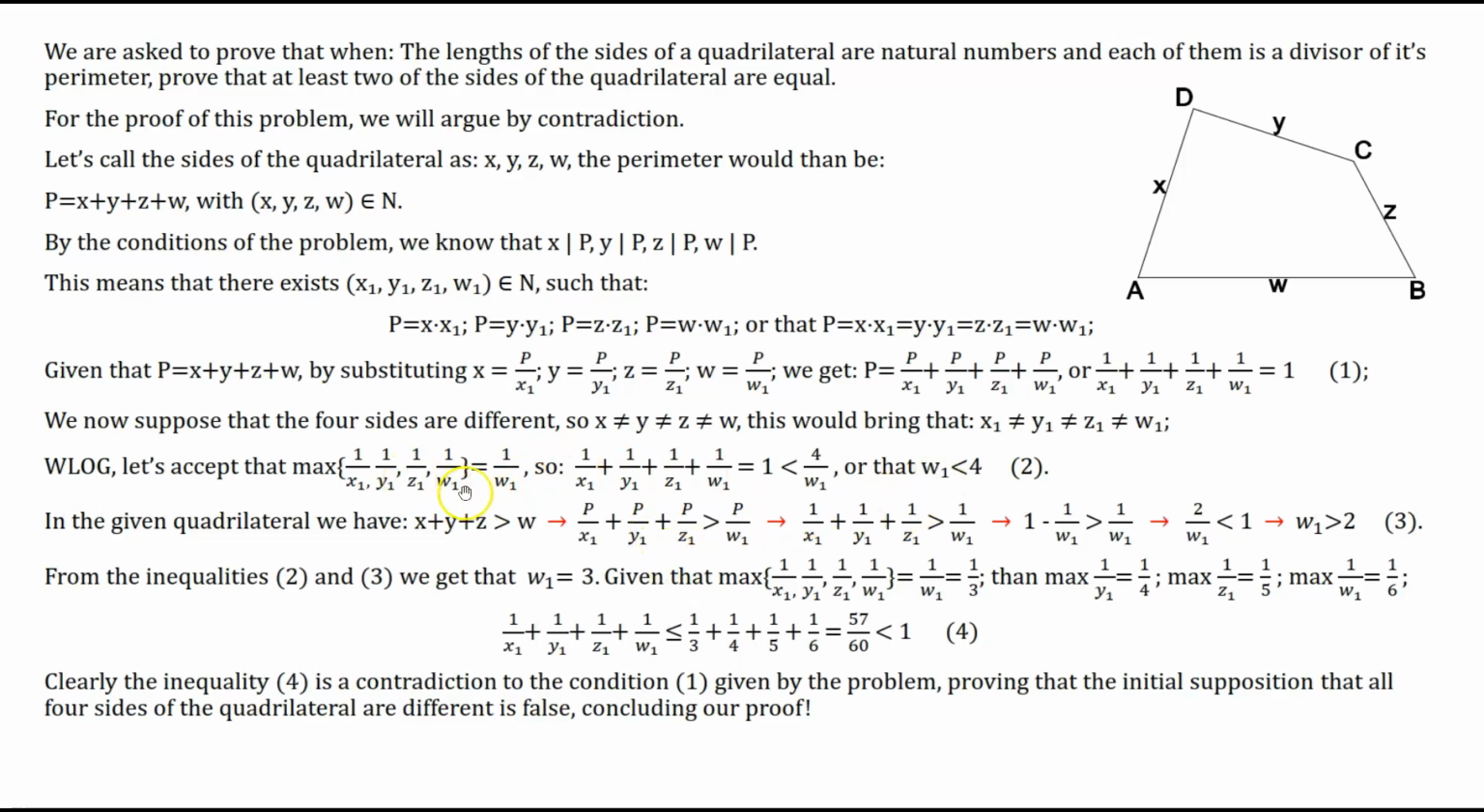So the maximal here was 1/3, and we deduced, of course, that the other expressions, which are different from each other and smaller than 1 divided by omega 1, could at maximum be 1/4, 1/5, and 1/6. But if we make the sum of these four possible maximal values of the fractions, we still reach 57 divided by 60, which is smaller than 1. And this does not fulfill the initial condition from the conditions of this problem. So, hence, we have a contradiction to the supposition that all four sides are different.